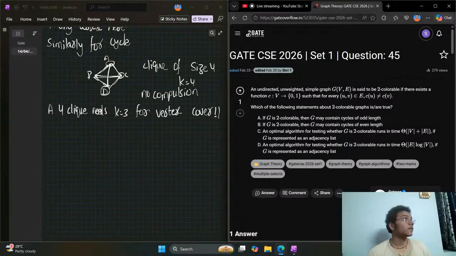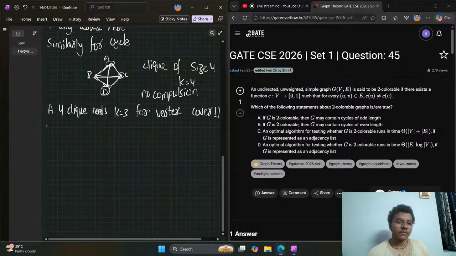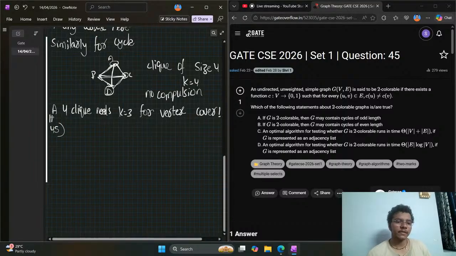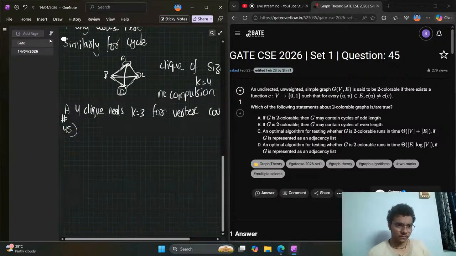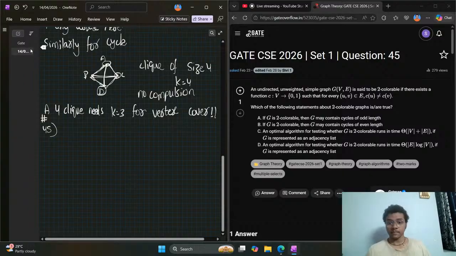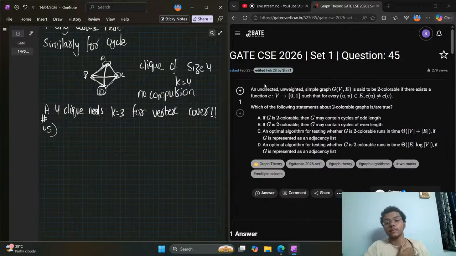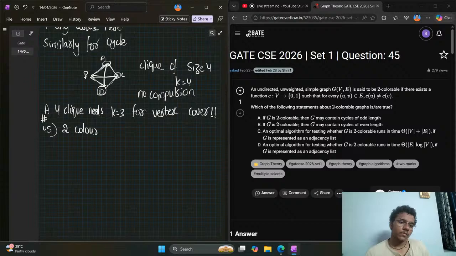Yes, it is a difficult question if you have not understood what the question is trying to ask you in the first place. But still, an undirected, unweighted simple graph is said to be two colorable if there exists a function C, where C maps to 0 or 1, such that for (u, v) belongs to E, C of u is not equal to C of v. Two colorable.